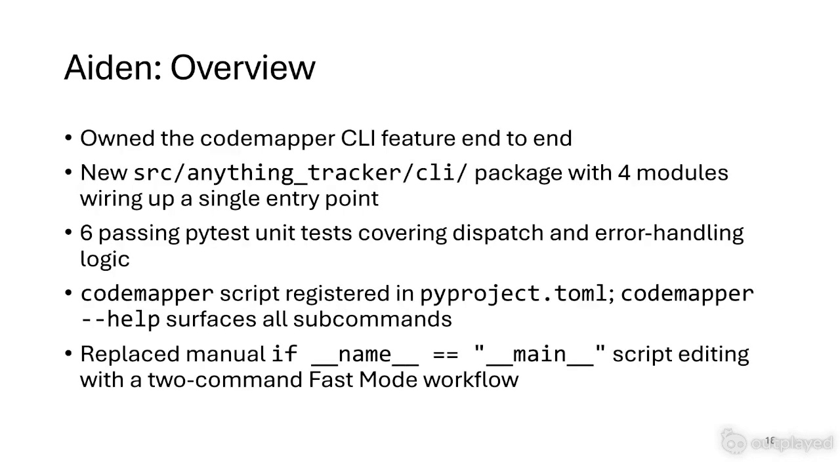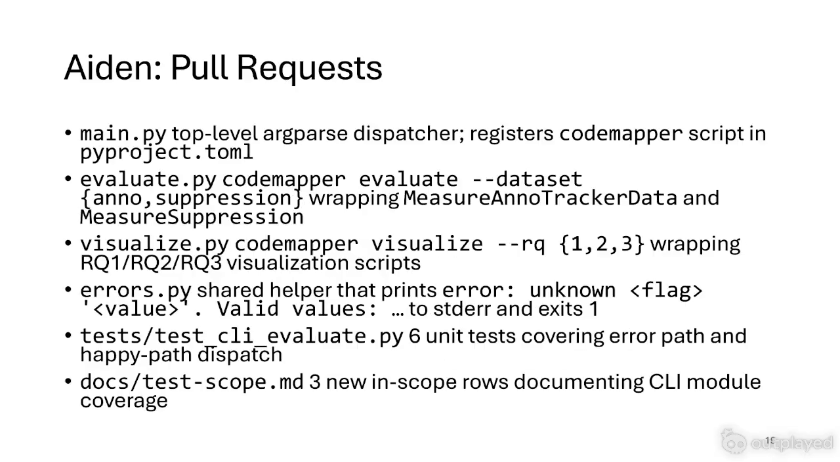And I replaced the manual if name equals main convention script editing with a 2-command fast mode workflow. The main.py top level argparse dispatcher now registers the code mapper script in pyproject.toml. Evaluate.py, code mapper evaluate with the dash dash dataset argument, was added to ease the use of the repo.